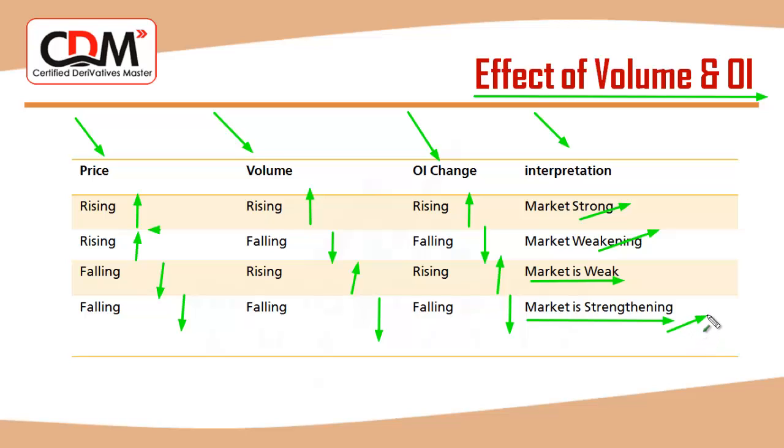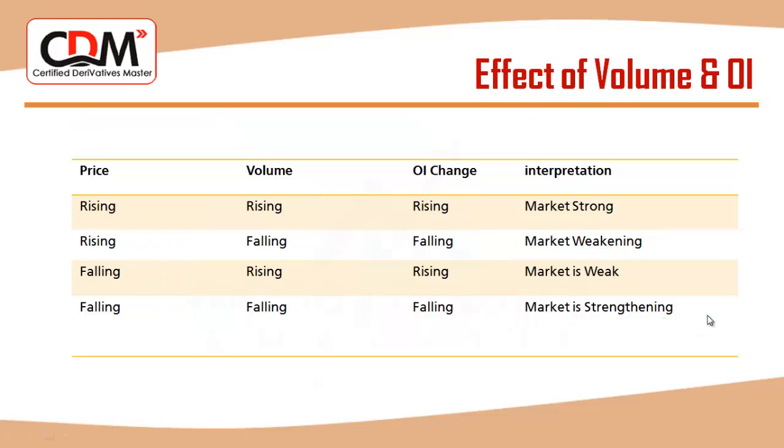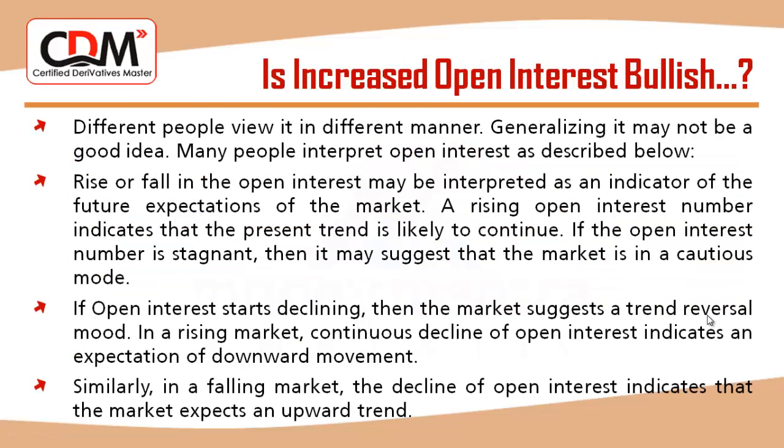So we should understand these 4 combinations of open interest and volume in respect to the price. This is very important, and let's see the concept of it on the detailed chart, on the detailed table. We will come to this point.